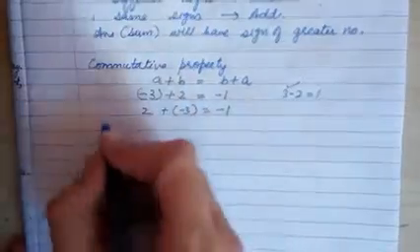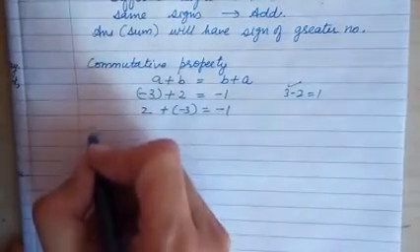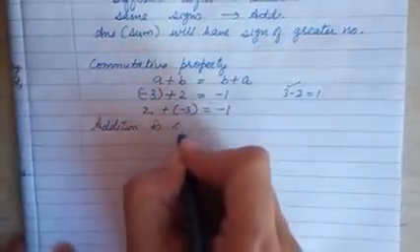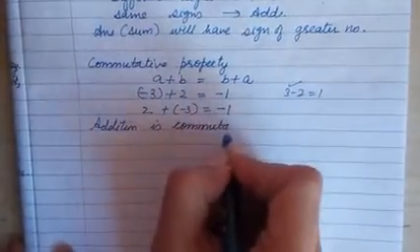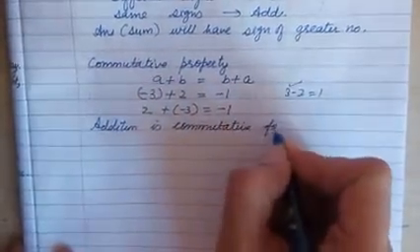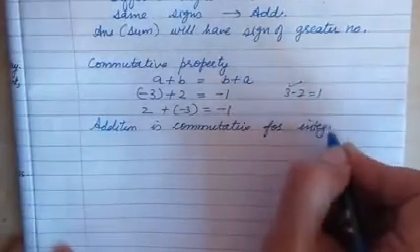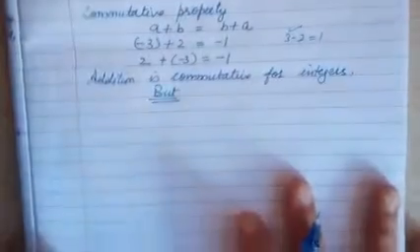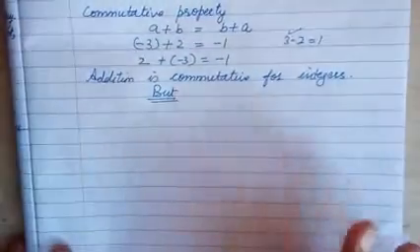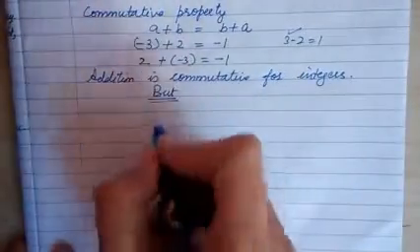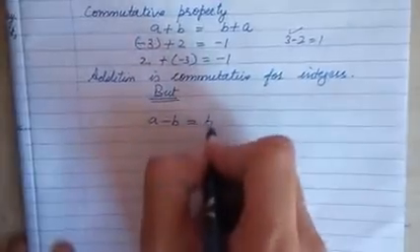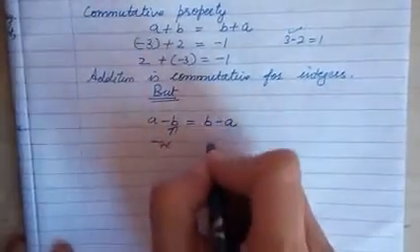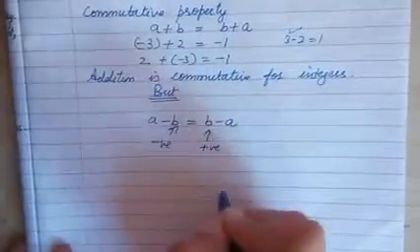But from here we can conclude that addition is commutative for integers, but for subtraction it is not commutative. We cannot write a minus b is equal to b minus a. Both of them are different. Here b is negative, here b is positive.